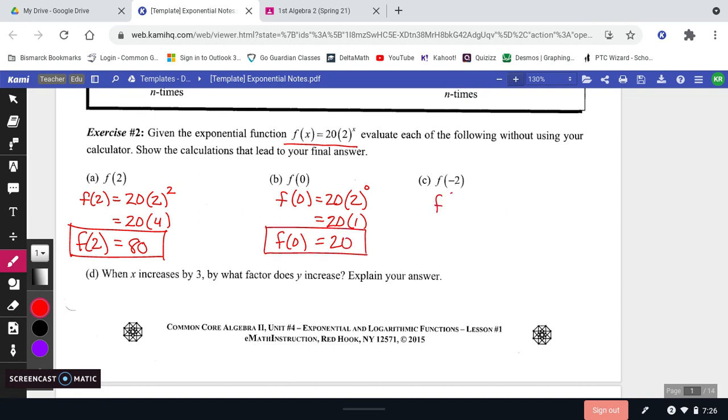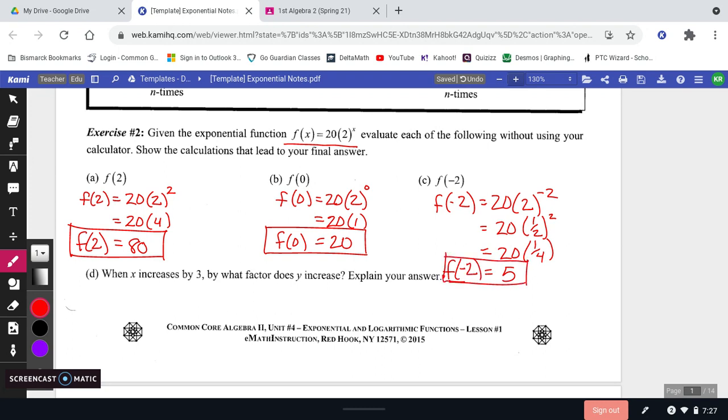Okay, then f of negative 2, so a negative exponent this time. So 20 times 2 to the negative 2 power. Well, negative 2 power, that's going to be 1 over 2 squared. So this is going to be 20 times 1/4, or f of negative 2 is 5. Now there's something else I want you to notice about the pattern here. So f of 2 is 80, f of 0 is 20, f of negative 2 is 5.